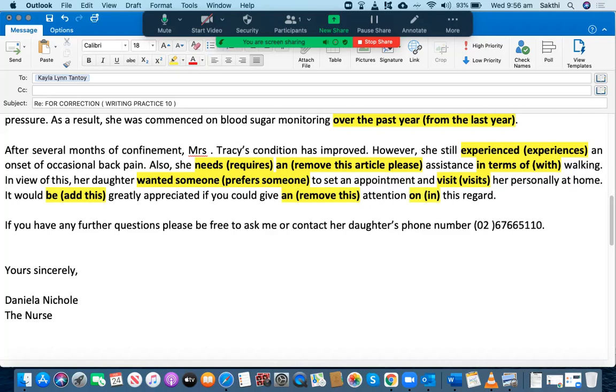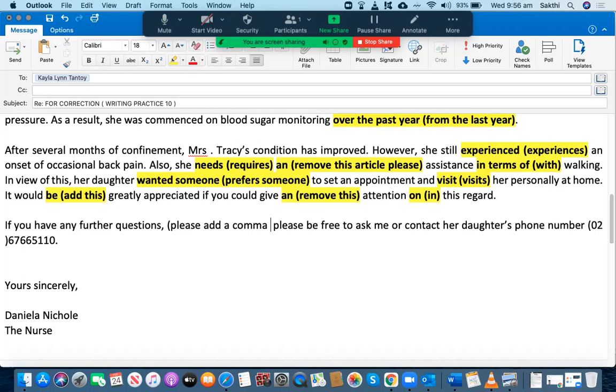All right. Let's go to the next paragraph. If you have any further questions, there must be a comma here. Please add a comma here. Whenever you start a sentence with should or if or as or since, after the first part of the sentence, you have to place a comma before you start writing down the second part.